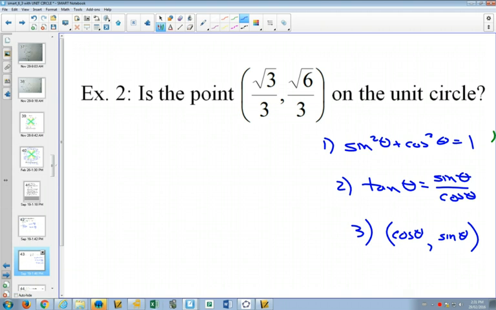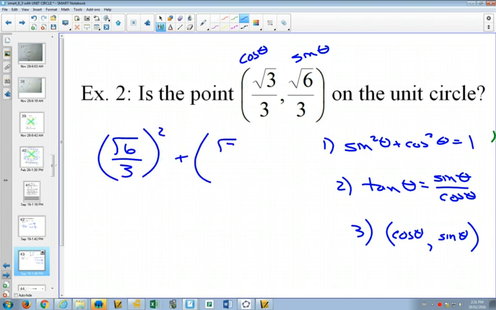Is that point on the unit circle? Well, if it's on the unit circle, then this is cos theta, and this is sine theta. And if it's on the unit circle, then sine squared plus cos squared has to equal 1. So what does sine squared plus cos squared equal?